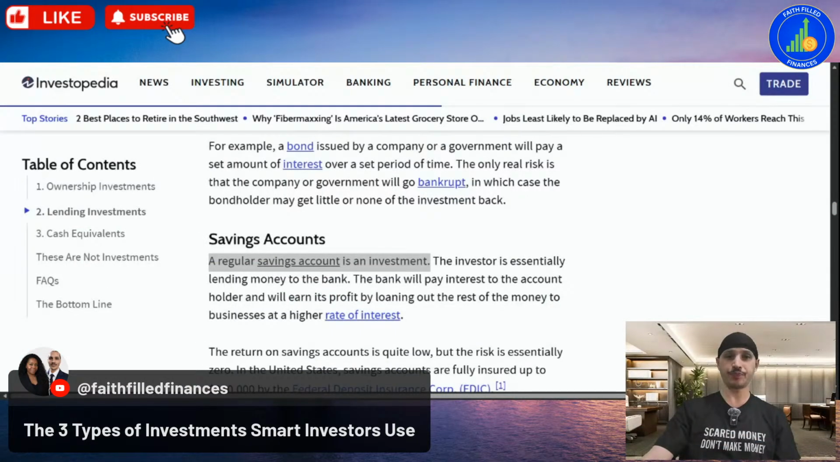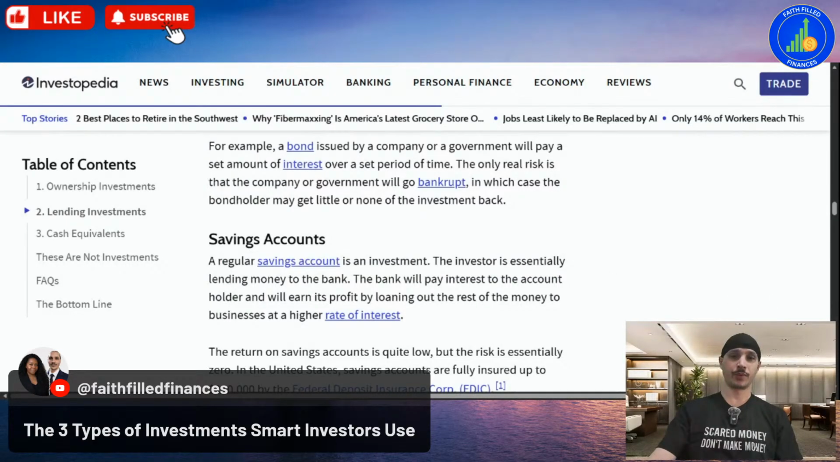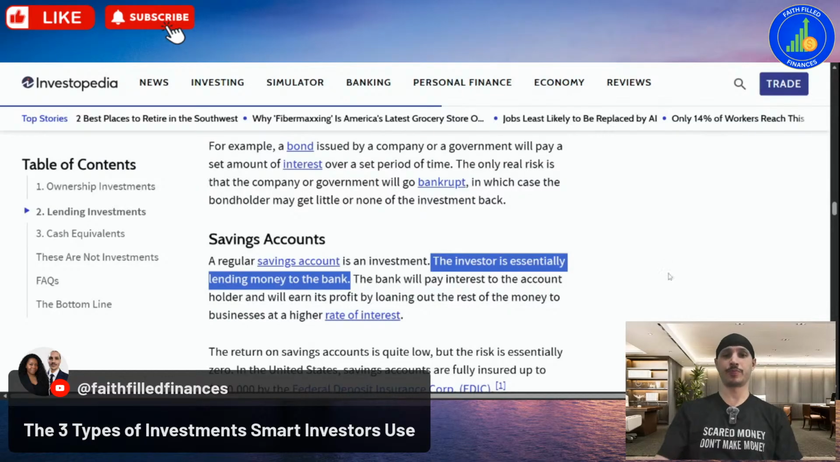Savings account. A regular savings account is an investment. The investor is essentially lending money to the bank. The bank will pay interest to the account holder and will earn its profit by loaning out the rest of the money to businesses at a higher rate of interest.